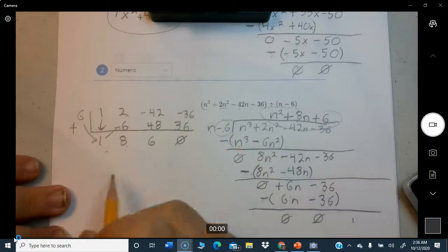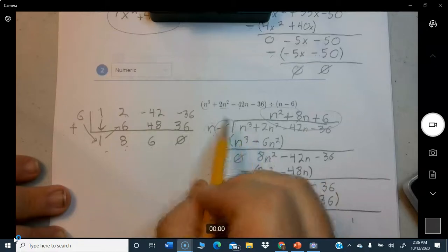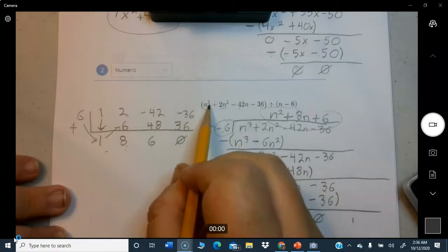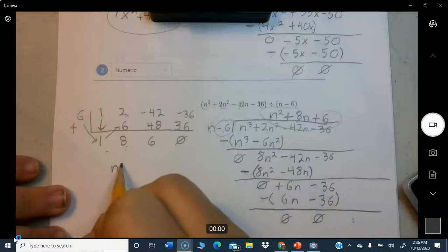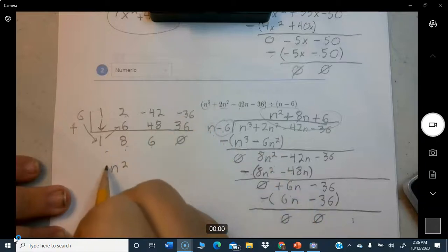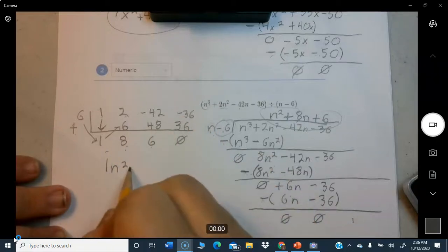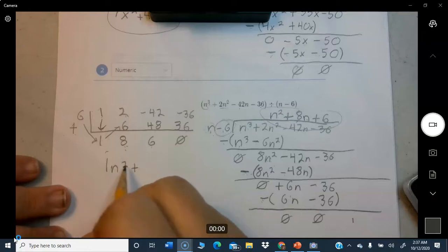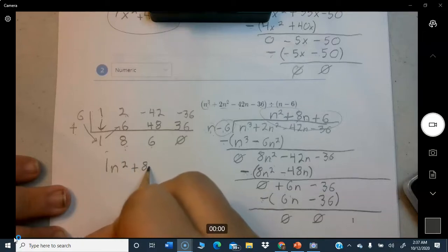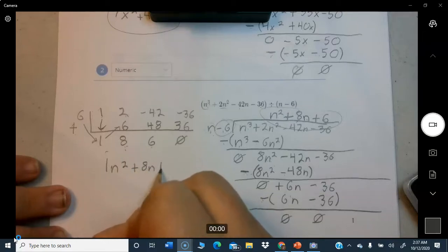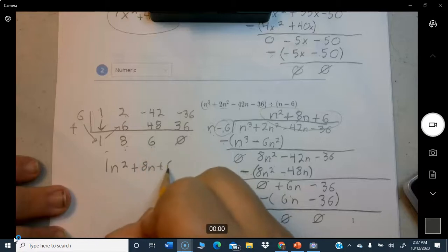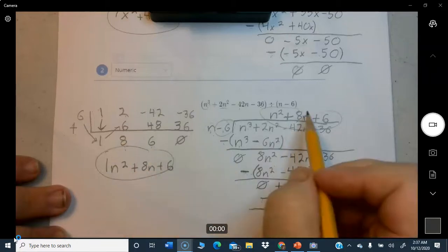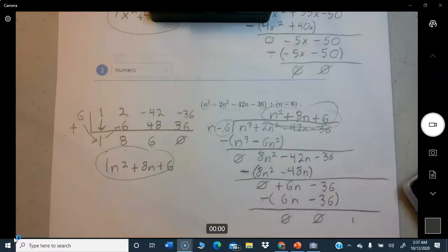So there's your coefficients. It's a cubic, so that means your answer is going to be 1 power less than that. So it's going to be n squared. And there's the first coefficient. You don't have to write it, but it's a 1. Next is 8n. You just subtract 1 from that exponent to get 8n. Subtract 1 again, and you don't have any n, so it's just 6. Okay, so there's the answer. So you do it both ways. It's a way of checking your work.